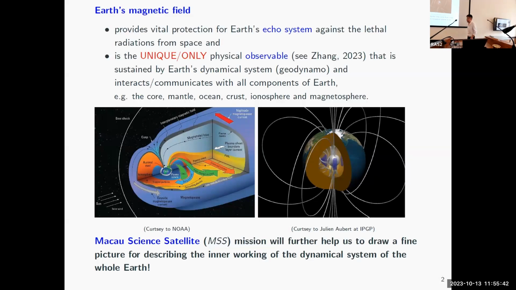So we know that Earth's magnetic field is very important. It is important in the sense that the survivability of human beings relies on the protection of Earth's magnetic field. On the other hand, on a scientific level, the Earth's magnetic field is a unique, or perhaps the only, field that is generated by the dynamic system of Earth and connects with all other subsystems, which involves the Earth's core, mantle, ocean, crust, ionosphere, and magnetosphere. So those systems are connected together.